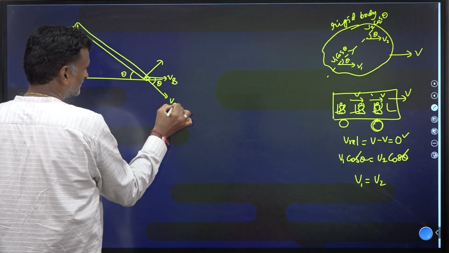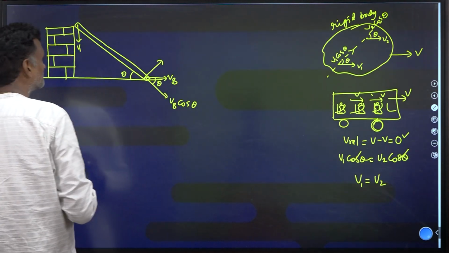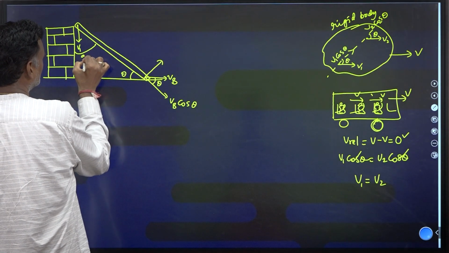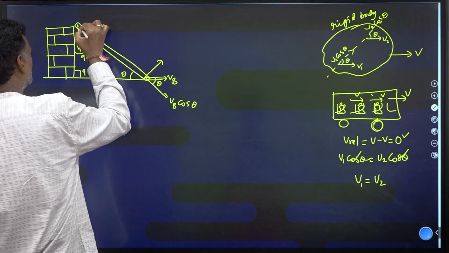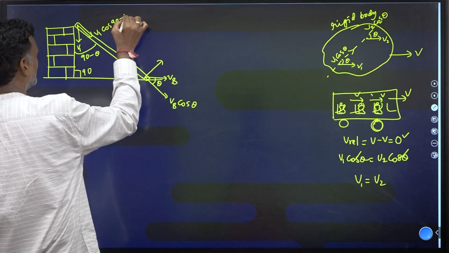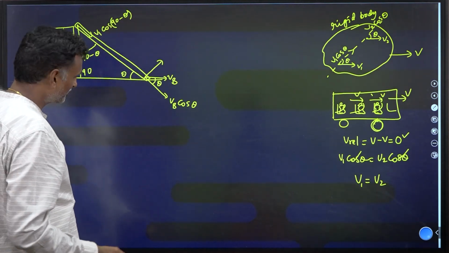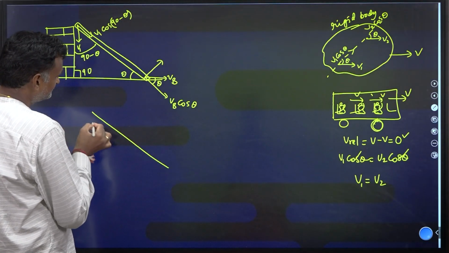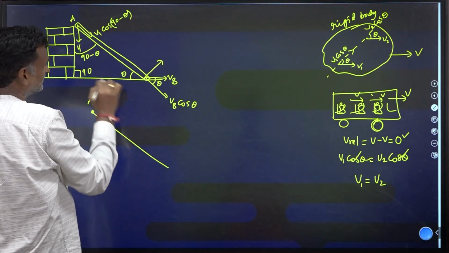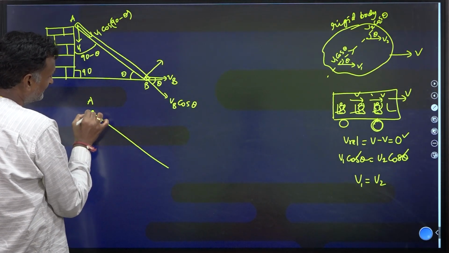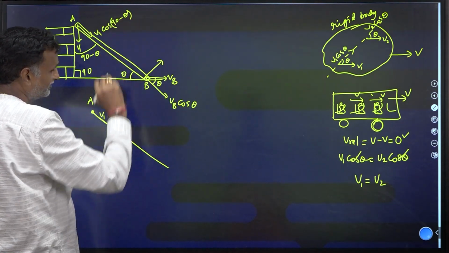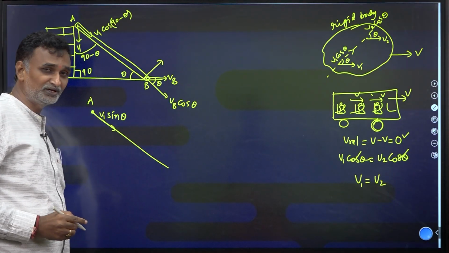What is the VB component here? VB cos theta. Then it is V1; here theta, here 90 degrees, so here how much angle? 90 minus theta. So how much is the V1 component? V1 cos(90 minus theta). You can understand the concept here once again. Suppose this is end A and this is end B. End A velocity is downward. How much do we have? V1 sin theta, because cos(90 minus theta) becomes sin theta.